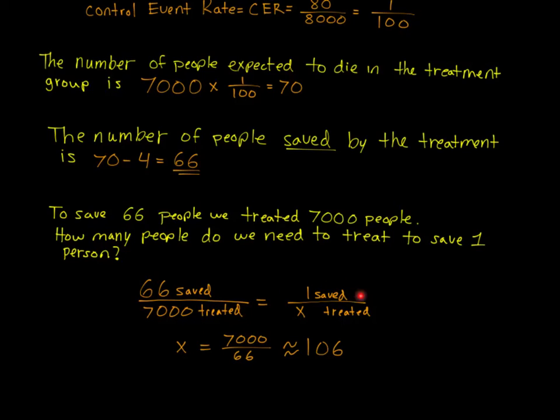Okay, so to save one person, how many people, X, unknown X, need to be treated? If I were to rearrange this equation and solve for X, I'll have 7,000 divided by 66, which is approximately 106 people. So in order to save one person's life, we had to treat 106 people.